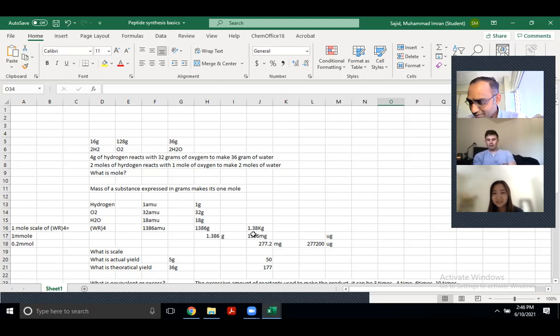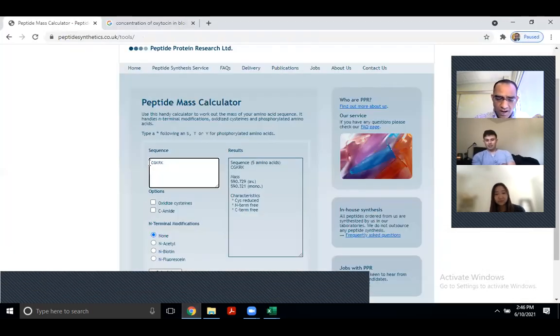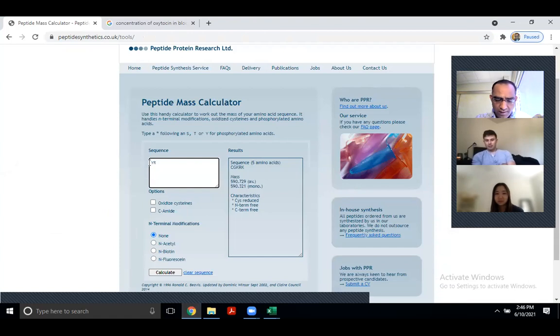Does it give you confidence? Yes. Let's do some different things, right? I have this peptide, YRYKWCG. What is the mass of this thing? What is 1 mole of this thing? Bingo. So 1 mole of that thing is 974.432 grams. Clear? But it is too much.